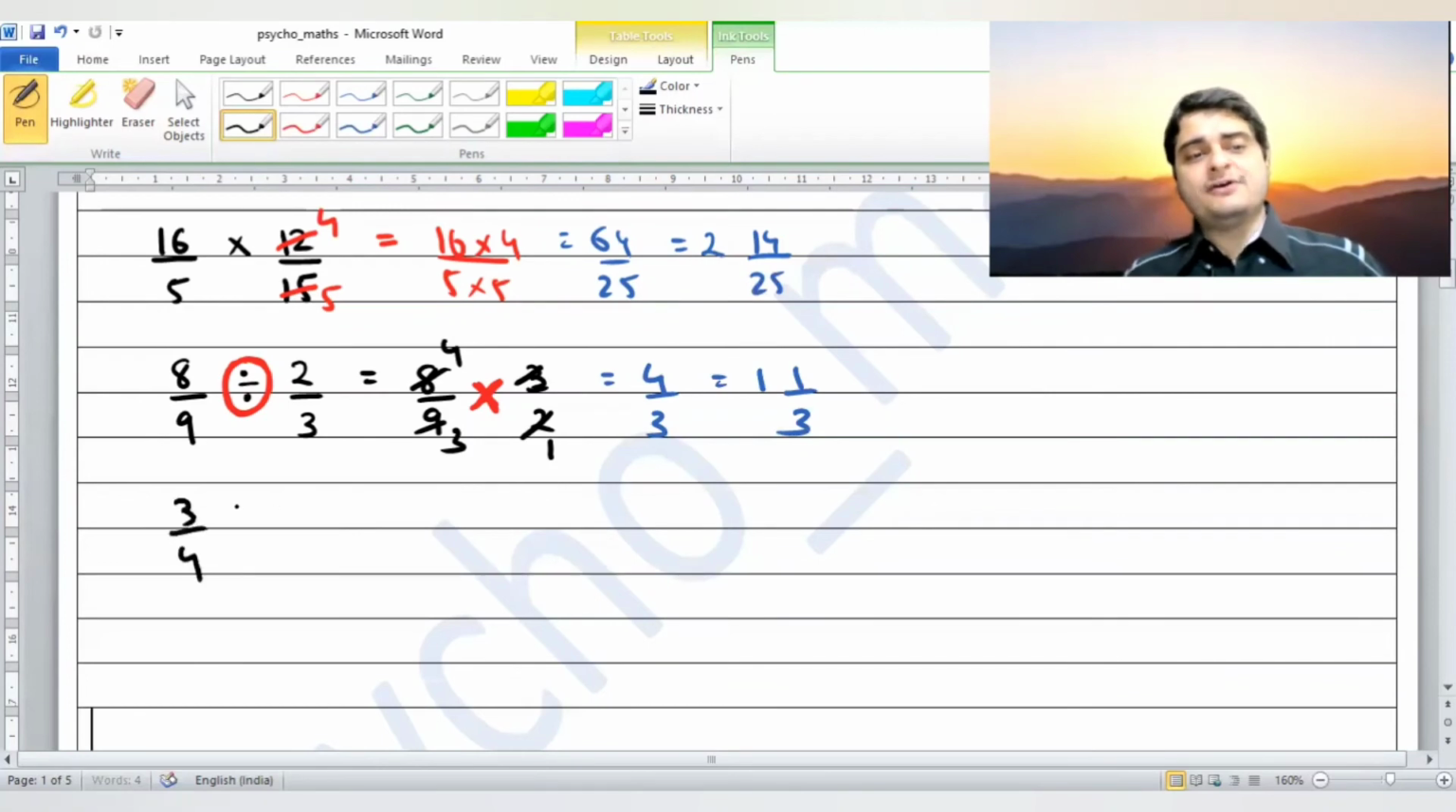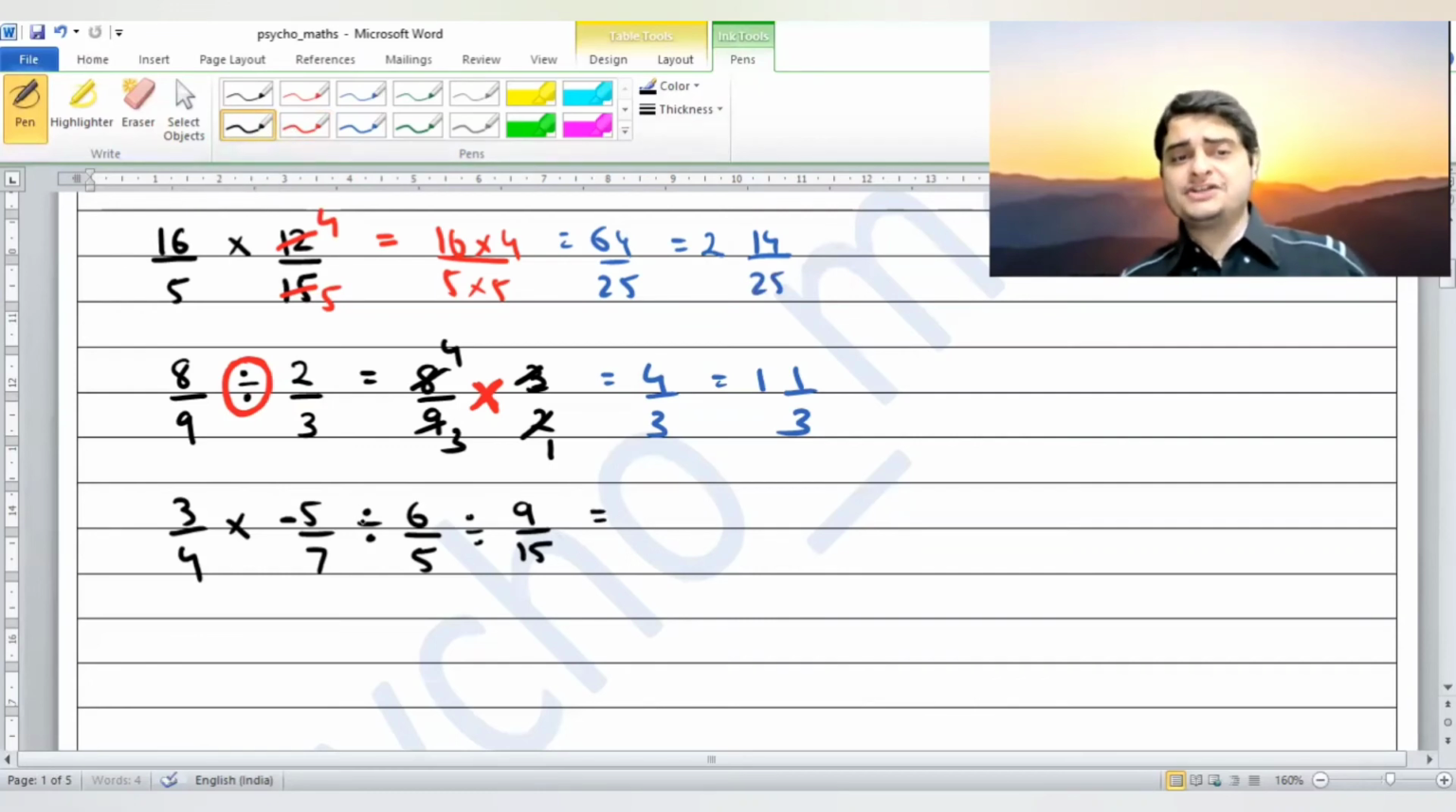It is 3 by 4, multiplied by minus 5 by 7, divided by 6 by 5, and then again divided by, let us say, 9 upon 15. Again, the first thing we need to check is we need to convert the sign of division into multiplication. So wherever you see division, just multiply and reciprocate. That's all we need to do. Nothing else, not a big deal in it.